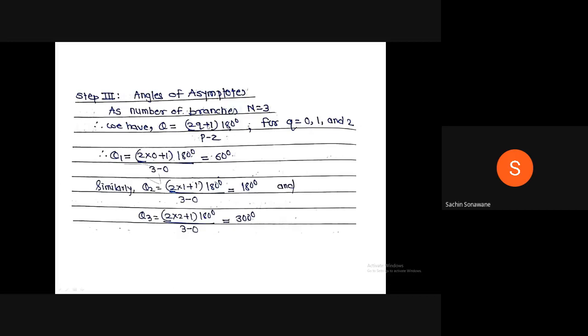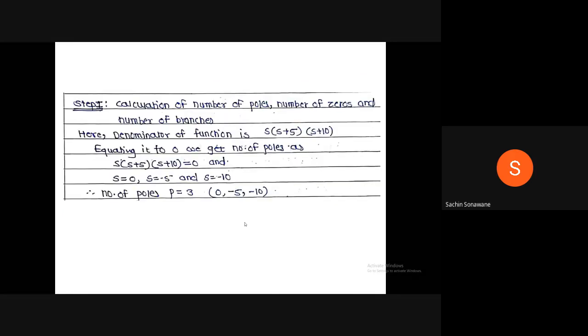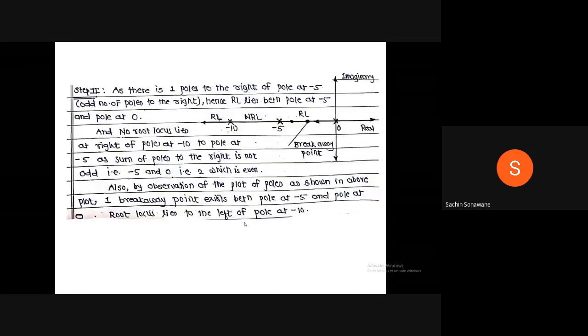Therefore substitute all the values here and we will get theta 1, theta 2 and theta 3. Therefore theta 1 is equal to 60 degree, theta 2 is equal to 180 degree, and theta 3 is equal to 300 degree. Please write down this. All of you please write down.